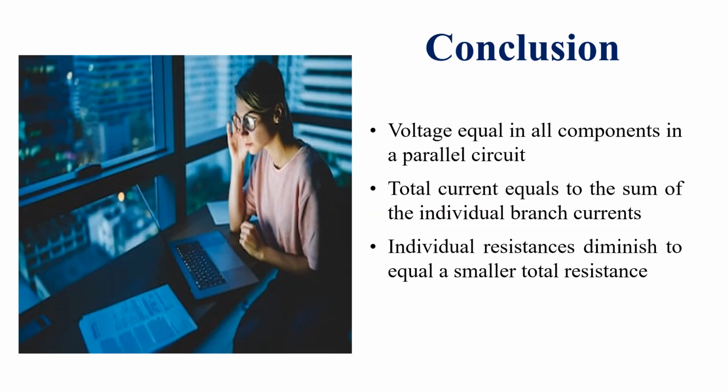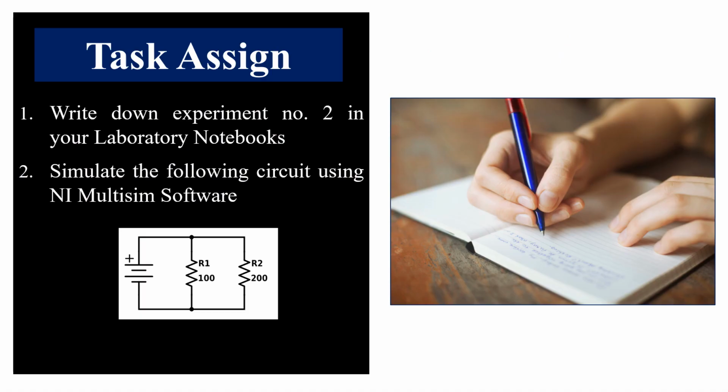Finally the conclusion is here. Voltage is equal in all components in a parallel circuit. Total current is equal to the sum of the individual branch currents. Individual resistances combine to equal a smaller total resistance value. Tasks assigned for this experiment are listed in this slide.